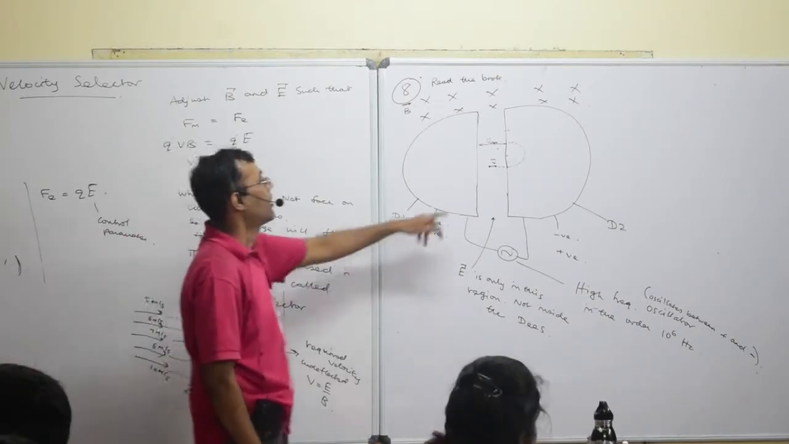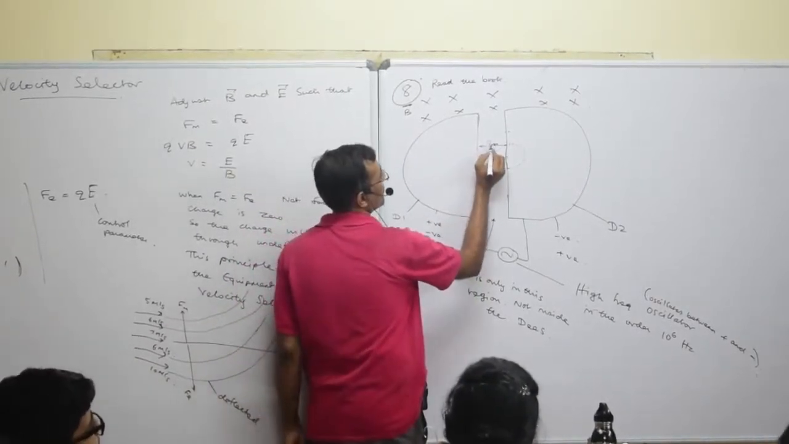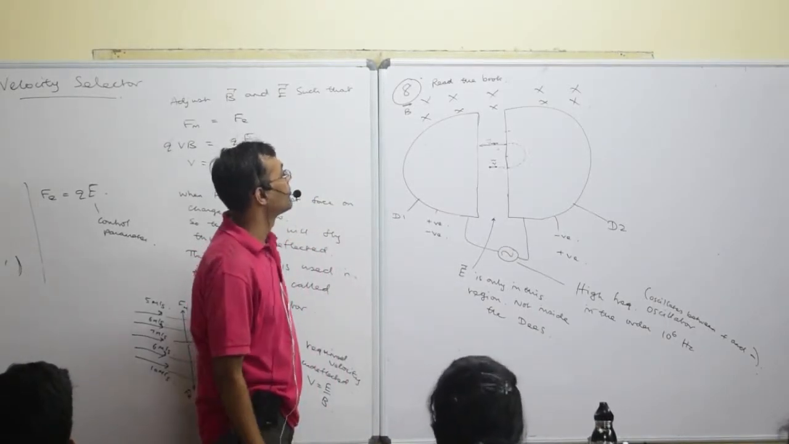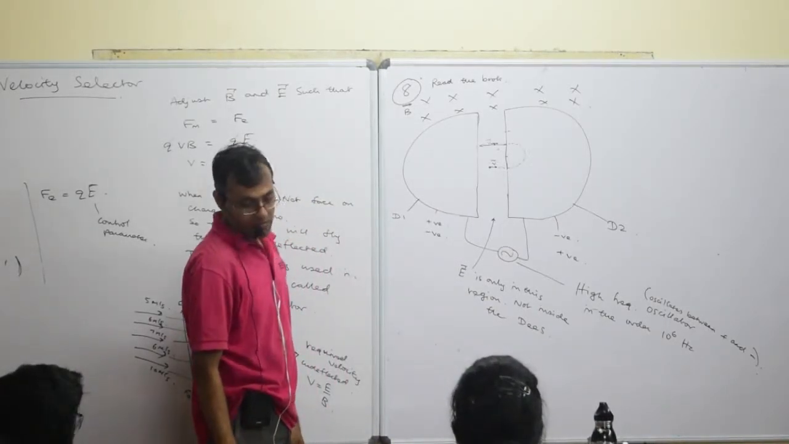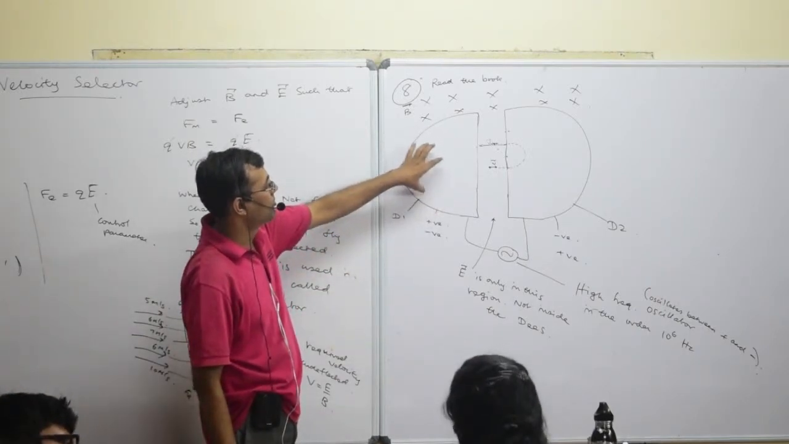Yeah, meaning higher than this value, because it is getting attracted by this one, so the velocity is going to increase. Right? This metallic arrangement is something like a shield.